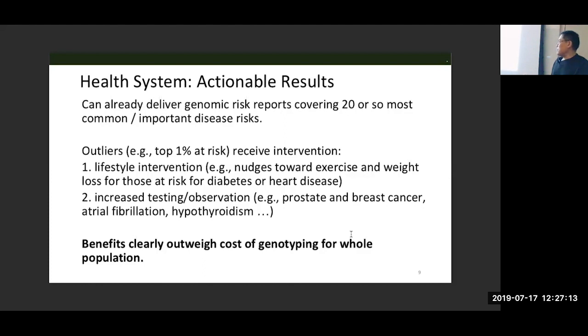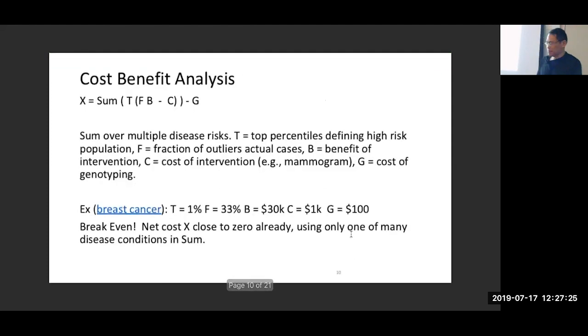What's interesting is that if you make some crude estimates of the benefits you get from population-wide genotyping, it seems to me that already the benefits outweigh the cost of genotyping for the whole population. And I think on this slide, I say something about that. So you could do a cost-benefit analysis of the following kind. Imagine that you have to pay G dollars per individual to do this inexpensive genotyping. So imagine you have to pay $50 or $100 to genotype each person.